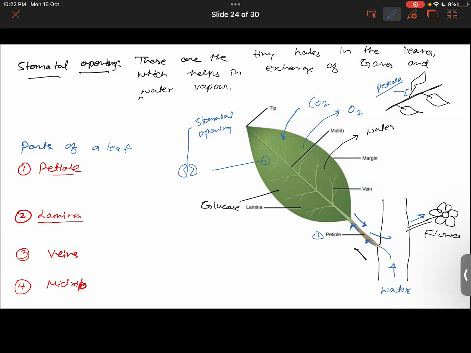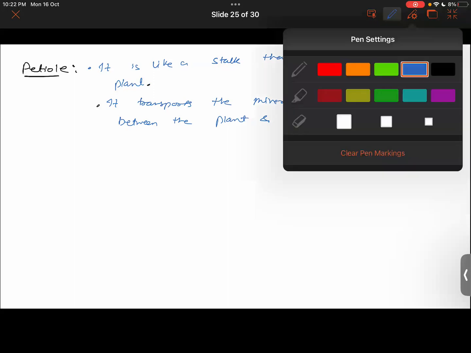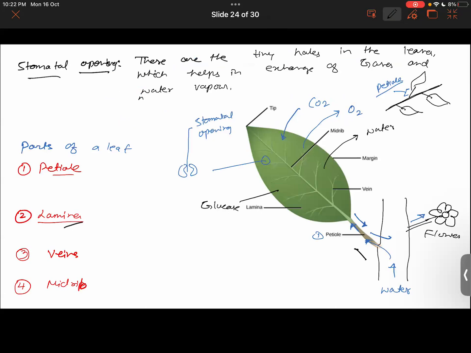Clear? So it transports the minerals, water, and nutrients between the plant and its leaf. Next part, after this, you have got lamina.